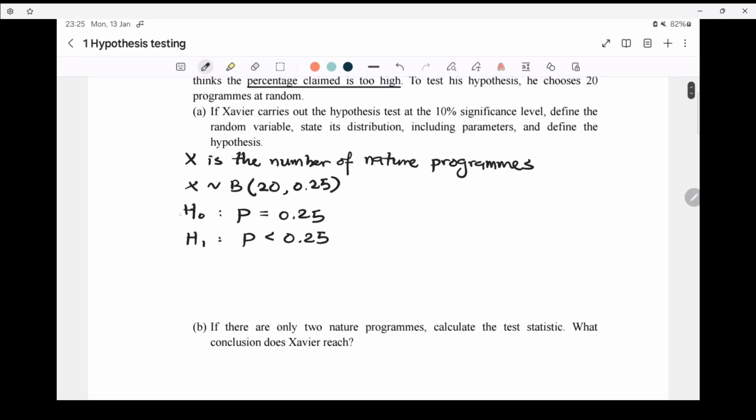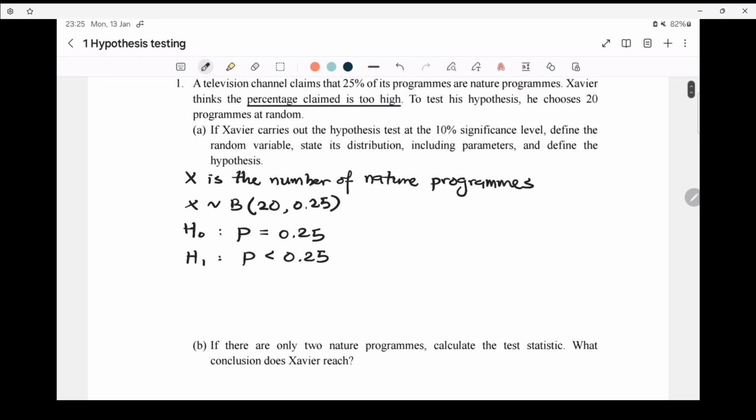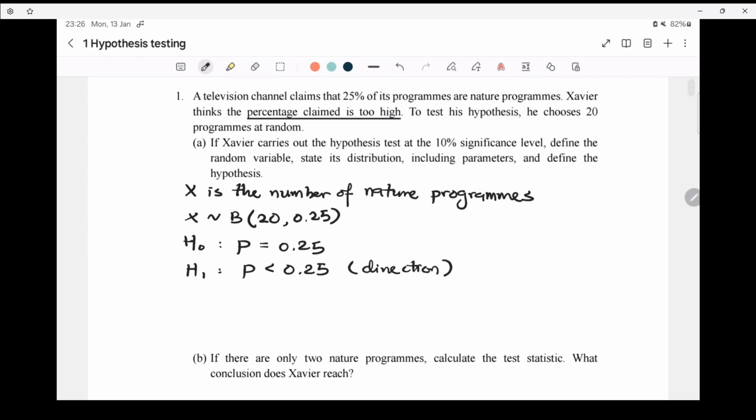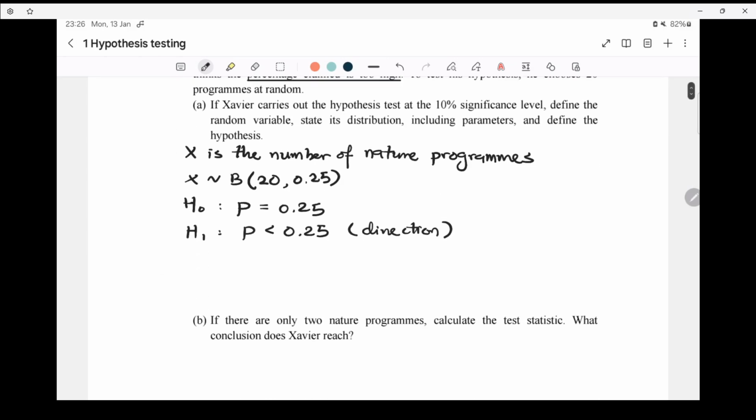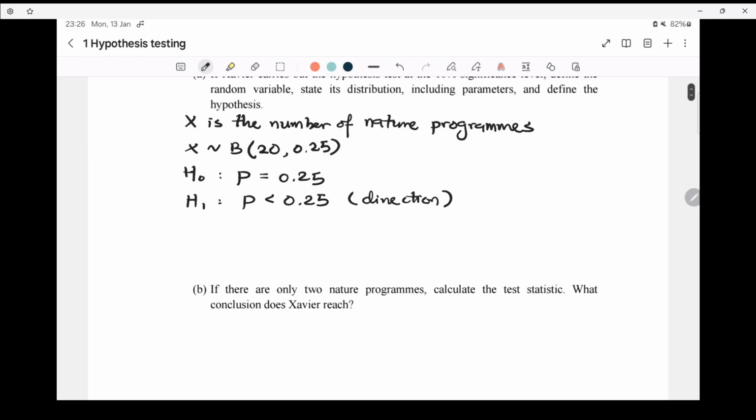How you define H0 and H1 depends on the question. In this particular question, he thinks that the percentage is too high. So naturally speaking, your H1 always tells you the direction. Because if, when you test your hypothesis, it doesn't really support your null hypothesis, then it means that your alternative hypothesis is true.